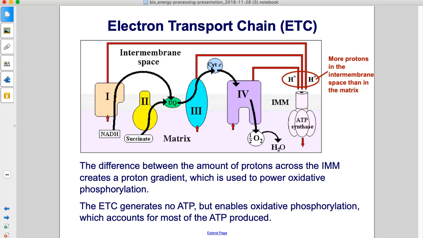The difference between the amount of protons across the IMM creates a proton gradient, which is used to power oxidative phosphorylation. The ETC generates no ATP, but enables oxidative phosphorylation, which accounts for most of the ATP produced. And here you can see there are more protons in the intermembrane space than in the matrix.